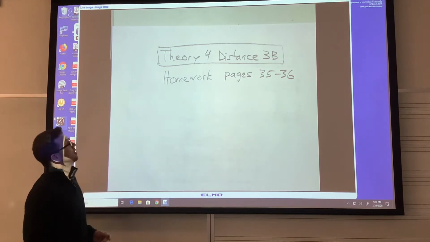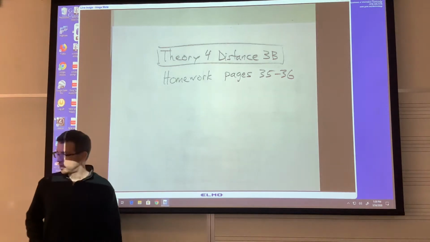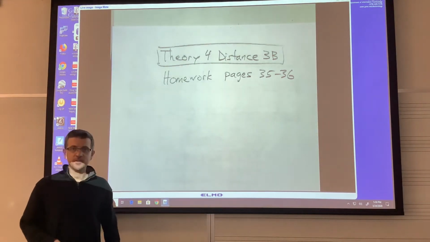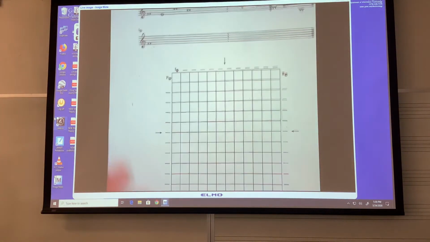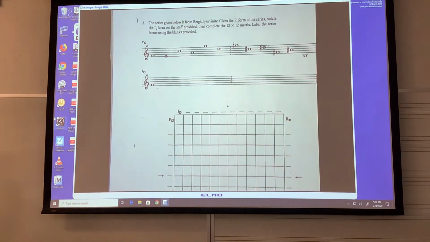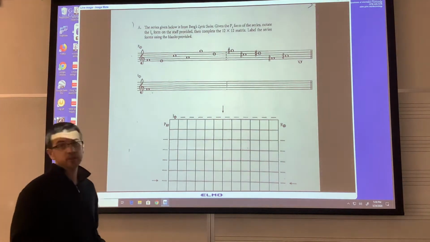Alrighty, Theory 4, Distance 3B, I'm going to get you started on the homework. So the homework is pages 35 and 36. Here we have a 12-tone row from Berg's Lyric Suite.